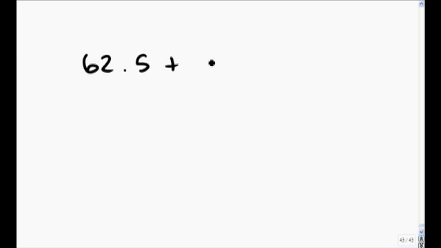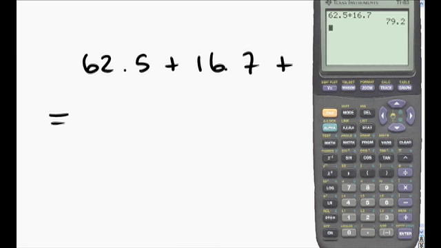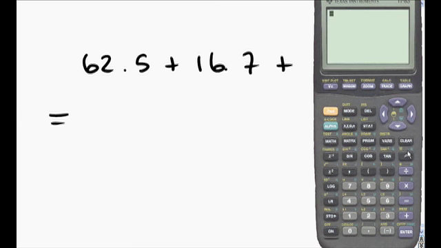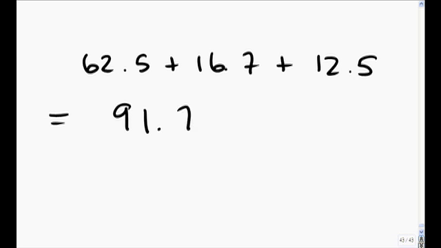62.5 plus 16.7 plus 12.5 is 91.7. 91.7% of the class has less than 3 children.